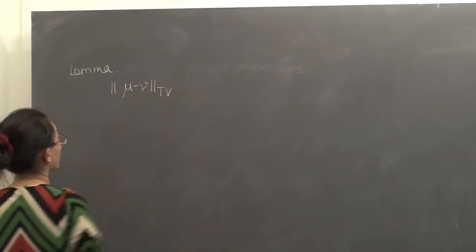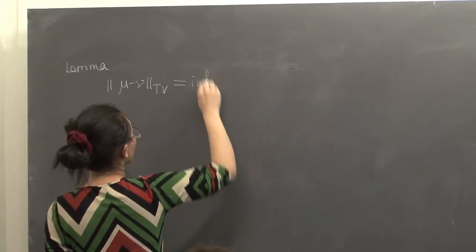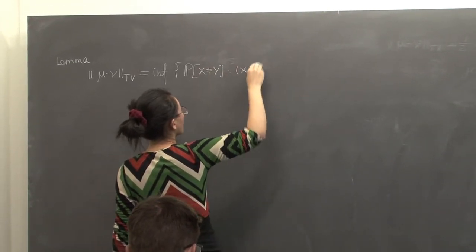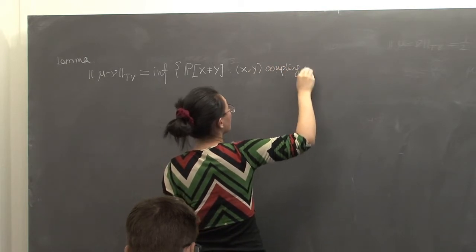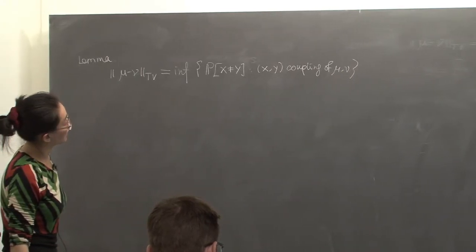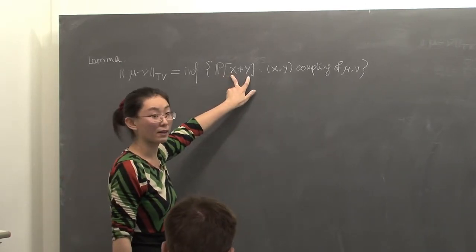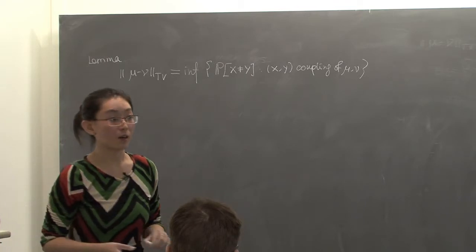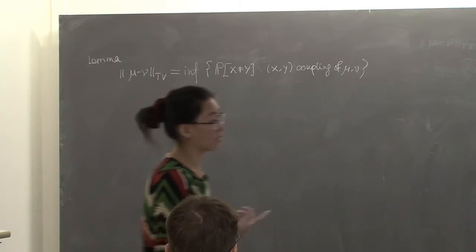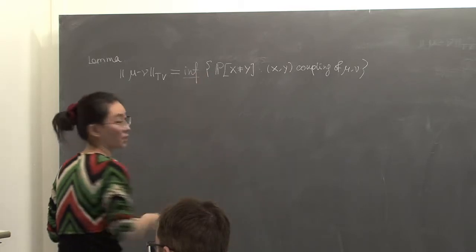And the second equivalent way to define the total variation distance is this: we can show that for any probability measures mu and nu, the total variation distance is the infimum of the probability that x is distinct from y over all couplings. And we will prove this theorem. In the proof of the theorem, we can also say that, in fact, this infimum can be attained.